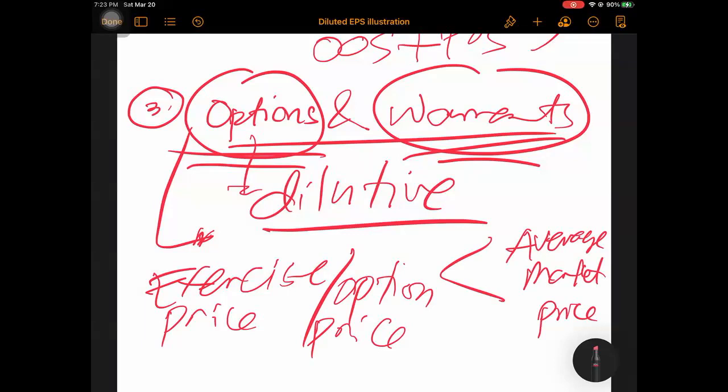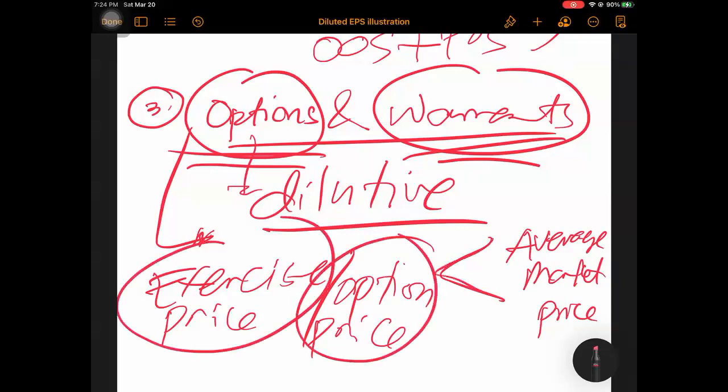So we can say that the options and warrants are considered as dilutive securities if the exercise price or the option price is lower than the average market price. Okay, so kung mas lower ang price sa pagpalit ni employees and shareholders compared to if ibaligya siya sa third parties, di ba? So the options and warrants are considered dilutive.